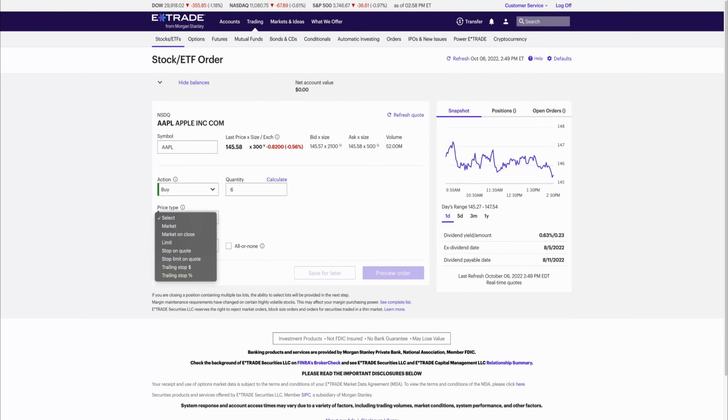You can pick market, which will basically go in the market and buy it at the current price, which will be around 145.43, or you can select market at close, which will execute the order as close as possible to the close of regular session trading for the stock.